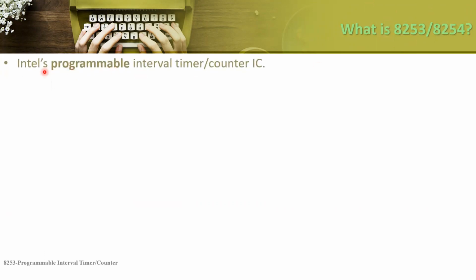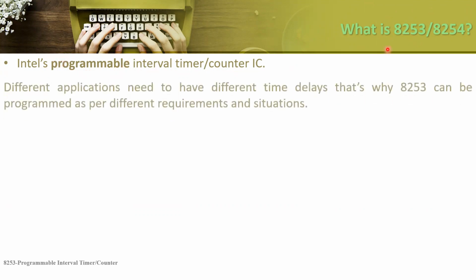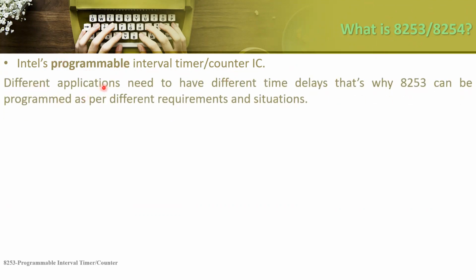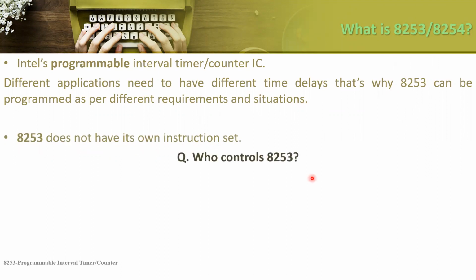Now let's try to understand what exactly it is. 8253 is Intel's programmable interval timer and counter IC. I have highlighted this word programmable. Programmable means that different applications need different time delays, so their requirements would be different. So as per the different requirements and situations, we can program the 8253. But this 8253 does not have its own instruction set. Then who will control this 8253? It is none other than the microprocessor.